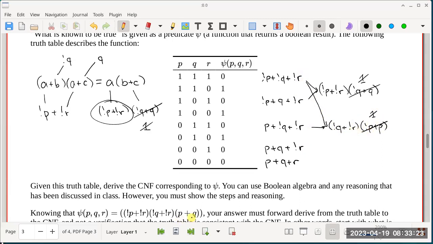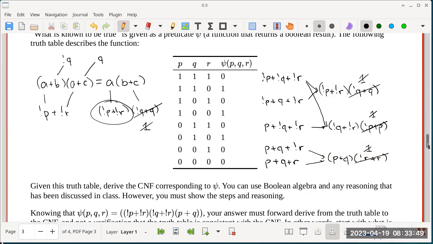And then the last one is looking for P or Q, and that would be these two combined. These two combined would factor out P or Q as one term, and then not R or R is the other term. That simplifies to a true, and that simplifies away in a conjunction. So we end up with these three only. All right, so there is that.